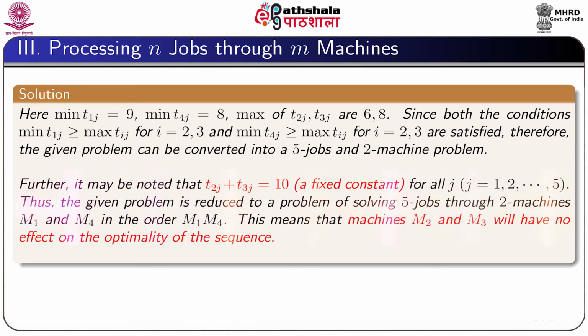Further, we notice that T2j plus T3j equals 10, a fixed constant for all j equal to 1 up to 5. Thus, the given problem is reduced to a problem of solving 5 jobs through 2 machines, and those machines are M1 and M4 in the order M1, M4. This means that the machines M2 and M3 will have no impact on the optimal sequence of the problem.